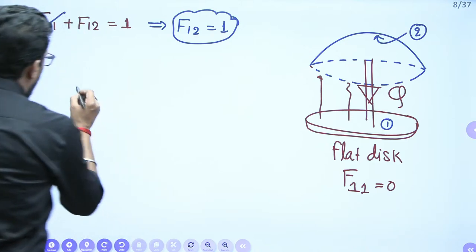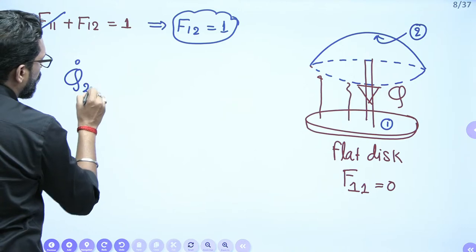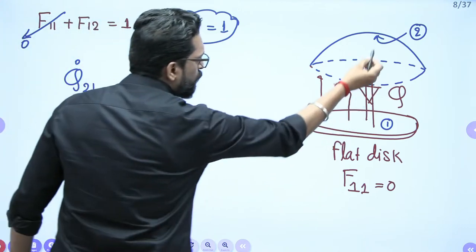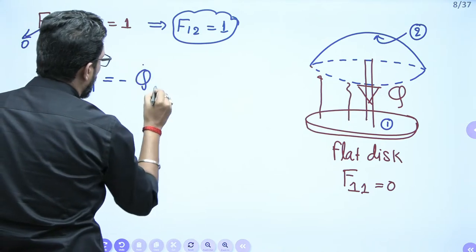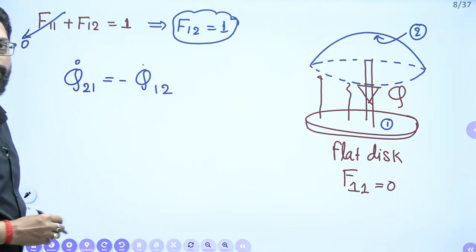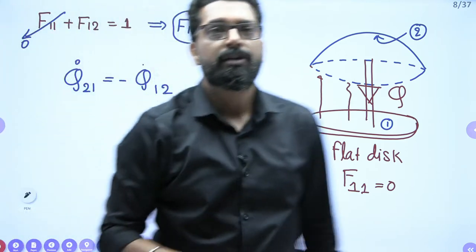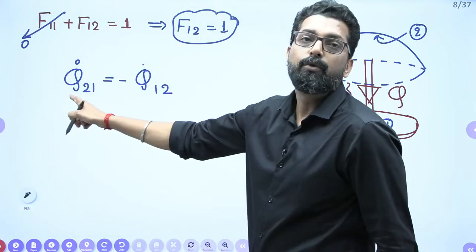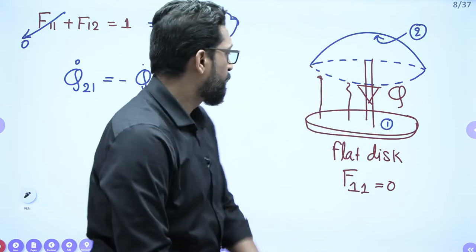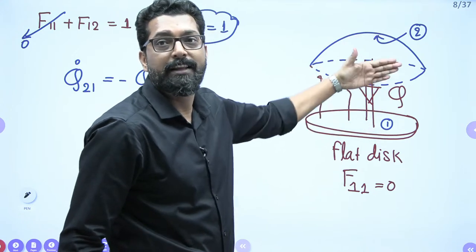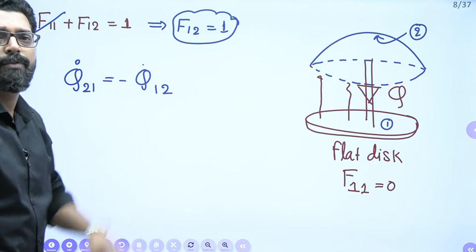Now, we know that heat transfer from 2 to 1 is equal to minus of heat transfer from 1 to 2. So once we find heat transfer from 1 to 2, just take its negative, and it will be 2 to 1. So don't bother about which surface to which surface the heat transfer is. Just go through the conservation of energy principle.